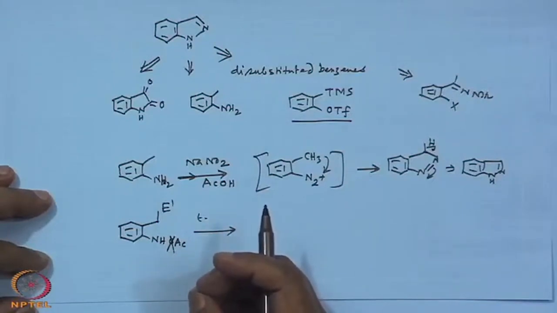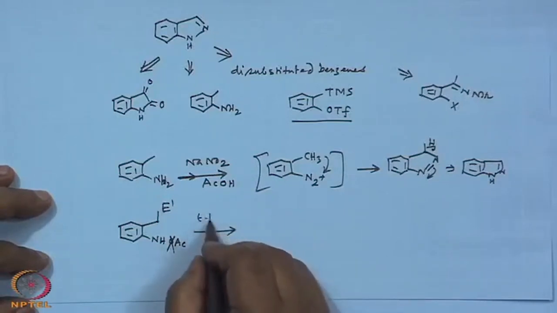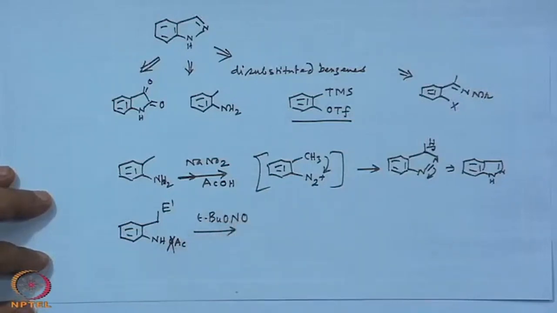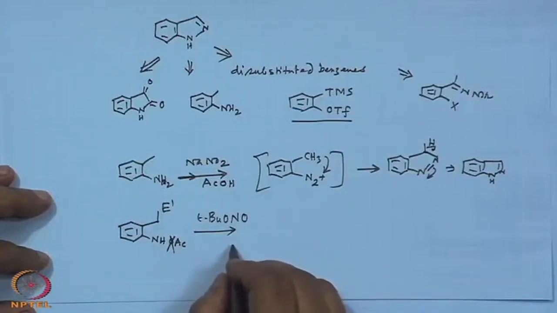All of you know, you have studied in BSc. One of them is amyl nitrite, the other one is butyl nitrite. In this case, it is the one shown here, tertiary butyl nitrite. Okay. It is basically a source of NO plus.